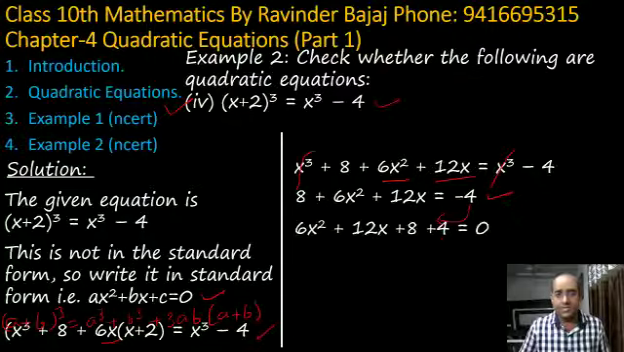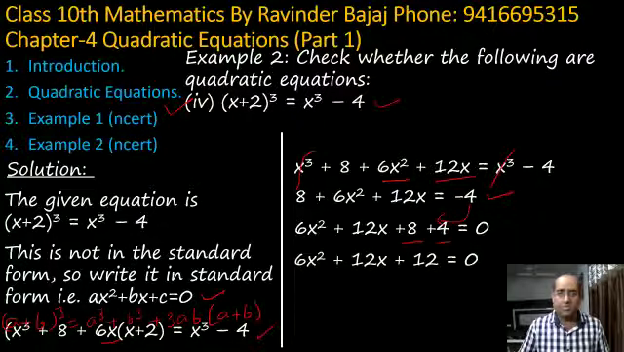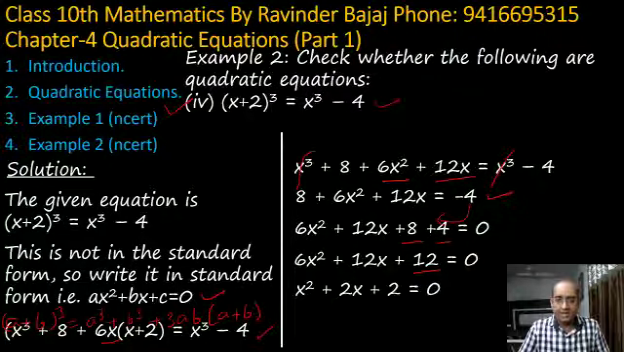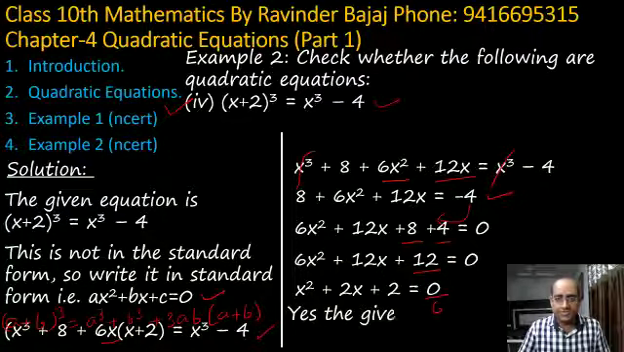So 6x square plus 12x plus 8 plus 4, that is 6x square plus 12x plus 12. Now 8 plus 4 is becoming 12. So now it is in the standard form. And we can take 6 common also. Let's take 6 common: x square plus 2x plus 2 is equal to 0 upon 6. 0 upon 6 will remain 0 only, so no need to write this upon 6.